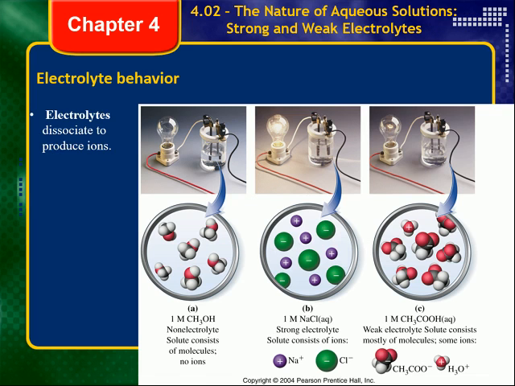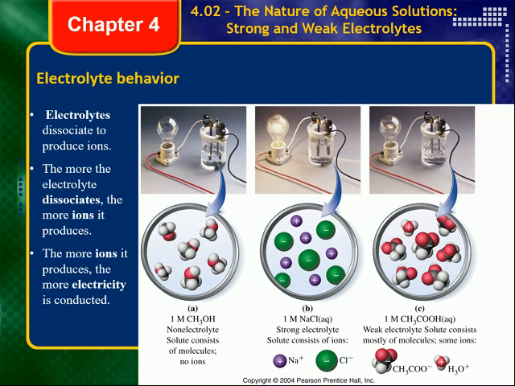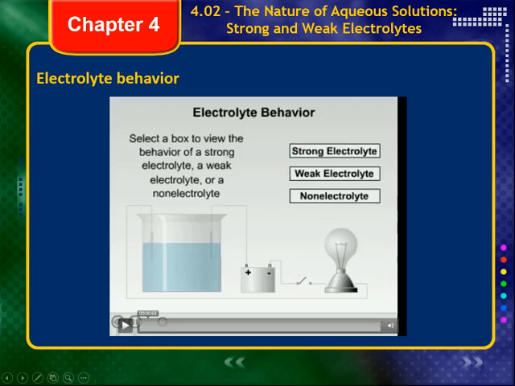So electrolytes dissociate to produce ions. Okay, if when they break apart they produce ions, that's an electrolyte. The more the electrolyte dissociates, the more ions it produces. And the more ions it produces, the more electricity is being conducted. That's the idea behind electrolytes.